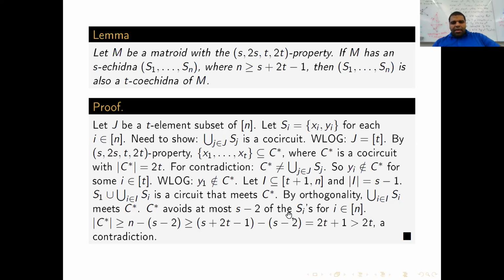And then because of that, based on the fact that our N is at least S plus 2T minus 1, the size of our co-circuit is at least N minus S minus 2, because there's at most S minus 2 pairs that are avoided. And this N is at least S plus 2T minus 1. So this is going to be greater than 2T, which is a contradiction because the co-circuit C star had 2T elements. So just a bit of a flavor of how a lot of these arguments go, a lot of use for orthogonality and so forth.